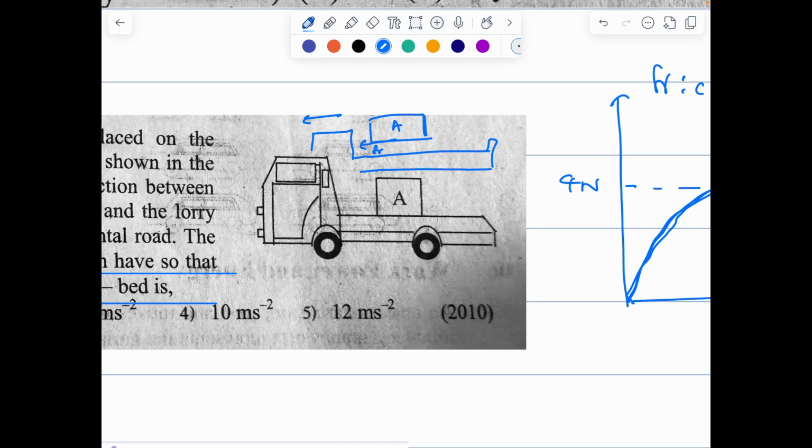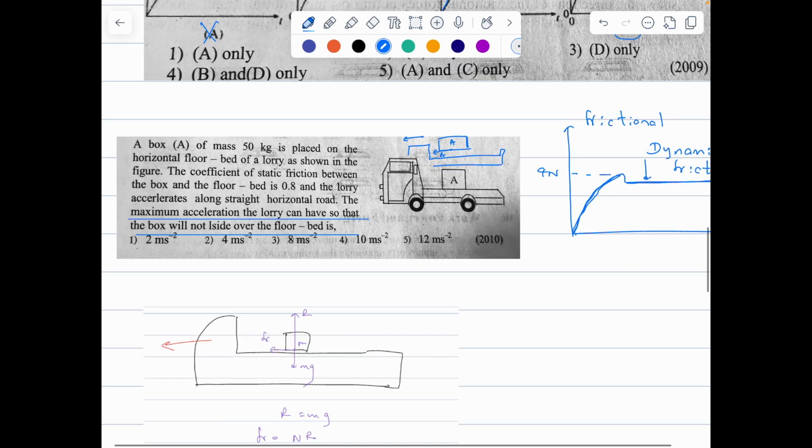Now let's say the block moves forward at a tremendously high acceleration. Then the block cannot keep up. Why? Because the frictional force is not able to provide that acceleration. So in this question, they're asking you, what is the maximum possible acceleration that would keep this box in place on the lorry floor, right? So, okay, I hope you understood that.